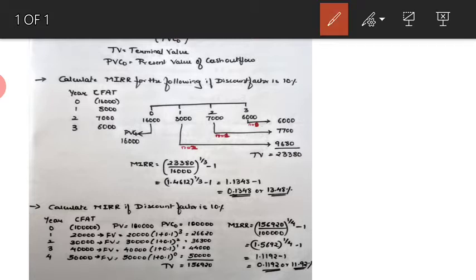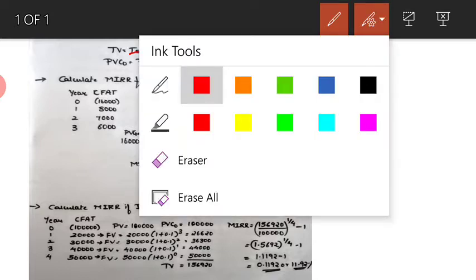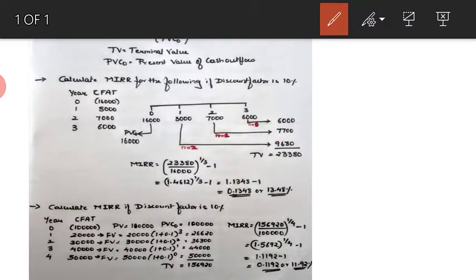Now coming to the next part, we need to find out the terminal value. How do we find the terminal value? Terminal value is at the end of the project, so we need to find future values, future values of lump sums. So for 6,000 we have to find the future value, for 7,000 the future value, and for 8,000 the future value. Now to find the future value, the most important thing is the value of n. What would be the value of n? Future value means at the end of the third year.